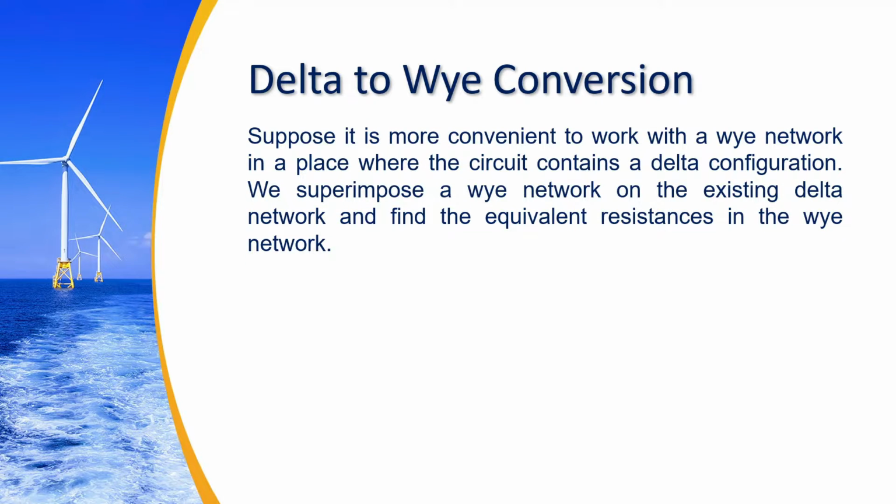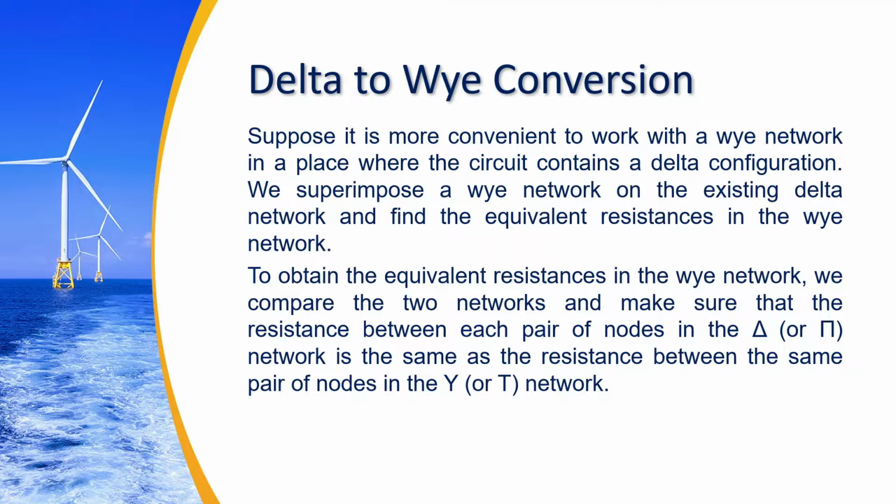So, sabi dito, suppose it is more convenient to work with a Y network in a place where the circuit contains a delta configuration. We superimpose a Y network on the existing delta network and find the equivalent resistances in the Y network. To obtain the equivalent resistances in the Y network, we compare the two networks and make sure that the resistance between each pair of nodes in the delta or pi network is the same as the resistance between the same pair of nodes in the Y or T network.